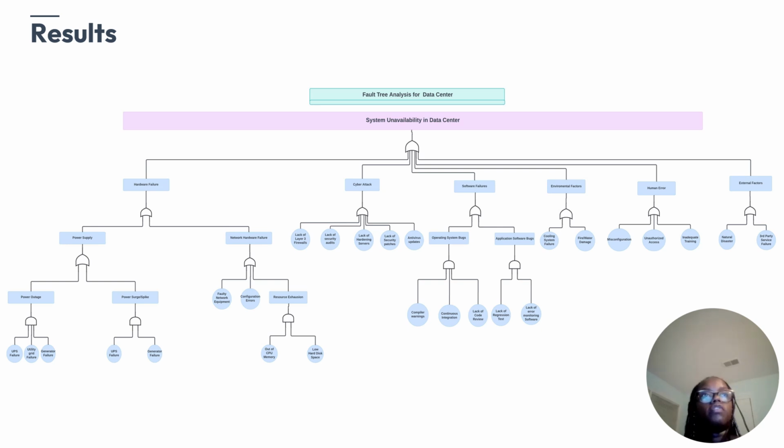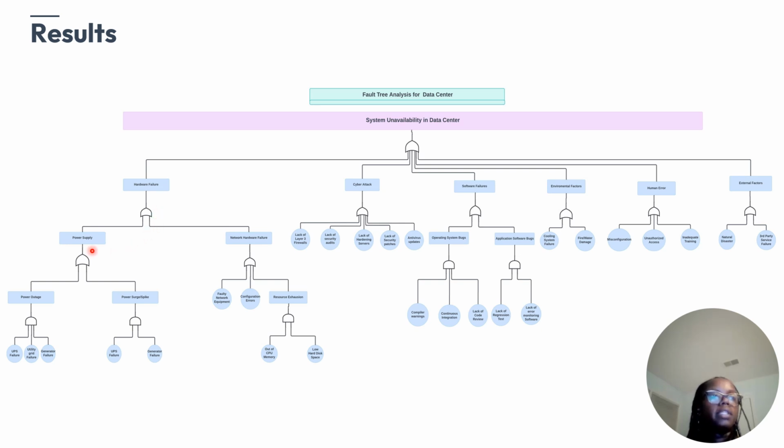Here we have the results of our fault tree analysis for the data center. Here we have the top event that was identified as the system unavailability in the data center. Then we have intermediate events that are represented by rectangles. The intermediate events that were recognized for system unavailability in the data center are the hardware failure, the cyber attack, the software failure, the environmental factor, the human errors, and external factor. The events could further be broken down.